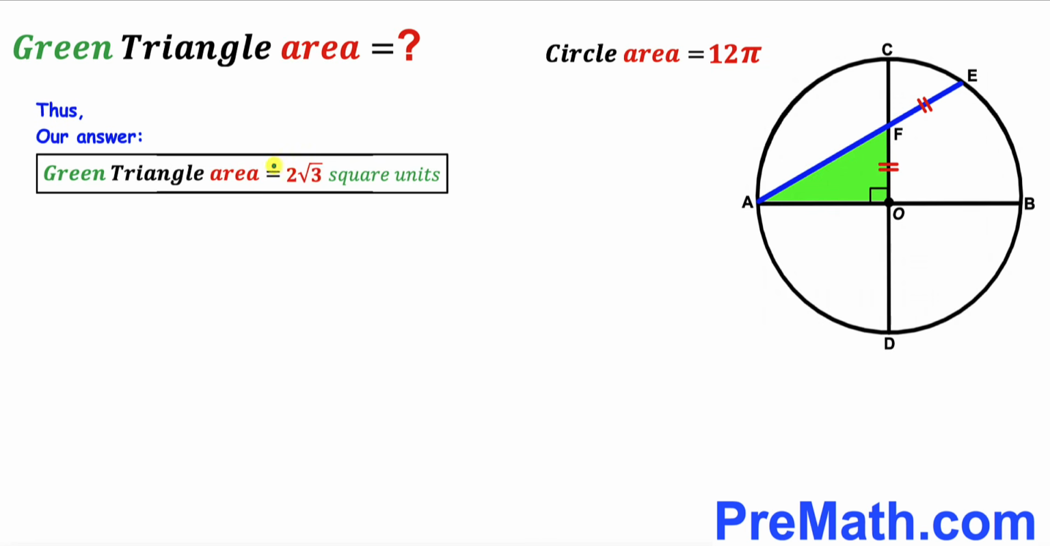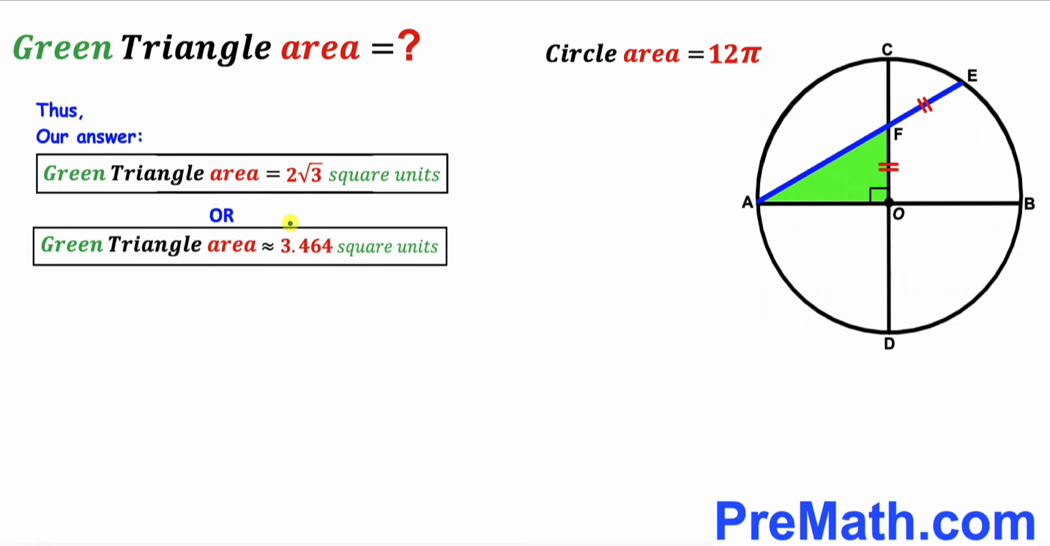So thus after all the calculations and manipulations, the area of this green shaded triangle turns out to be 2 times square root of 3 square units. And that area is going to be approximately equal to 3.464 square units as well. And that's our final answer.